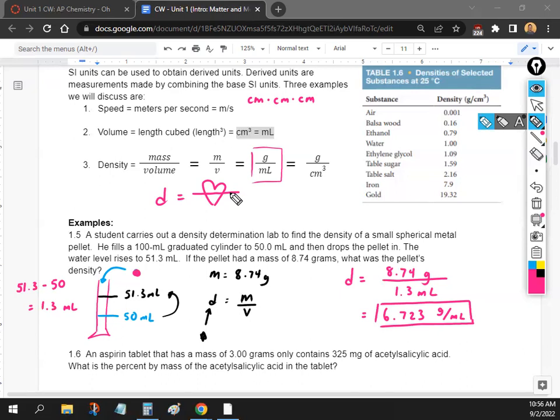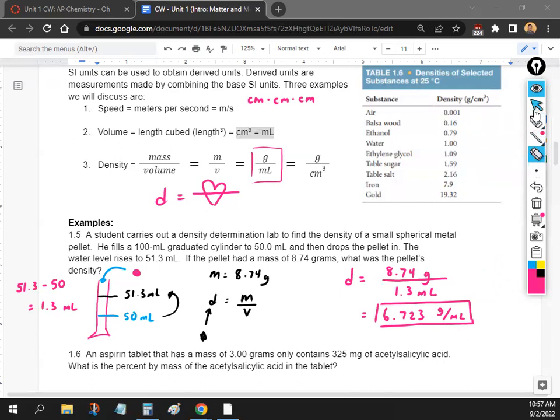Exactly, yeah. Just make sure you specify. Sometimes they'll give it to you in kilograms, and then if you do the calculations, just make sure you put kilograms per milliliter. Whatever unit you plug in is the unit that you get out. Okay. Good question. Any other questions?